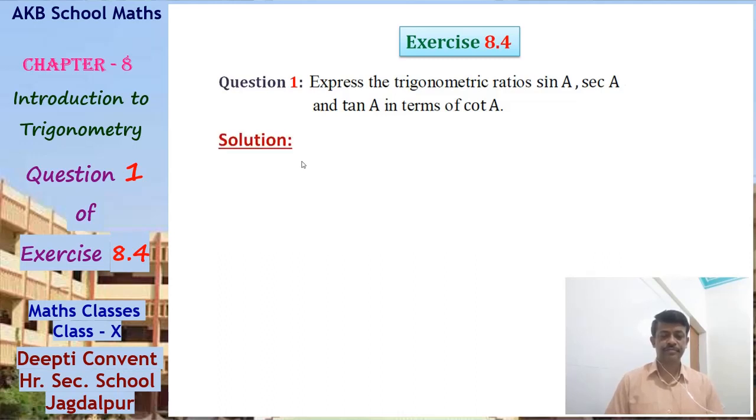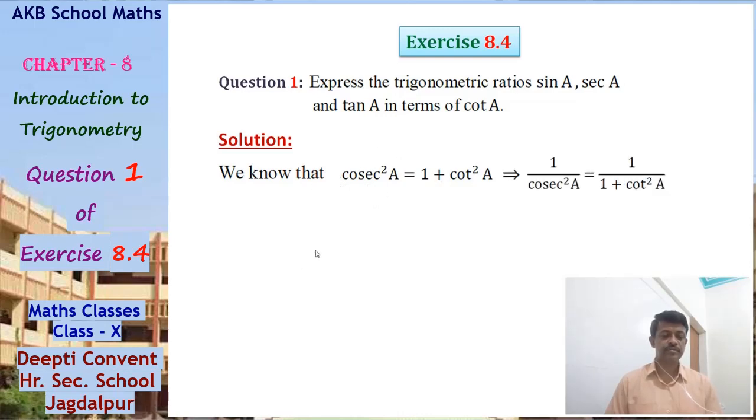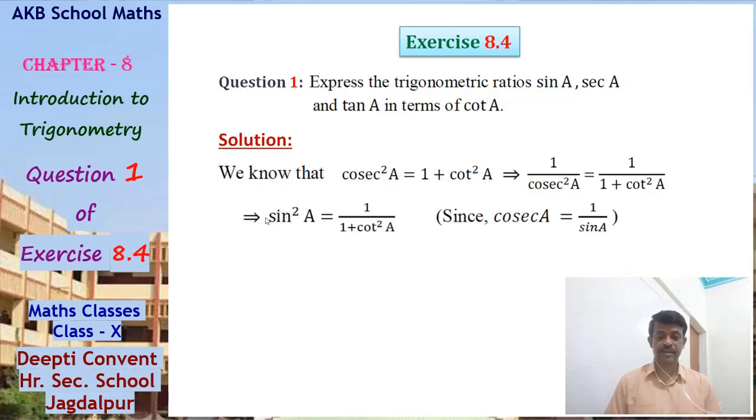Here we know that cosec square equals 1 plus cot square, this is the square relation. Then also we know that cosec means 1 by sine. So we are inverting this: 1 upon cosec square equals 1 upon 1 plus cot square. Now 1 upon cosec means sine, so we can write sine square A equals 1 upon 1 plus cot square A, since cosec A equals 1 by sine A. That's why you can write like this.